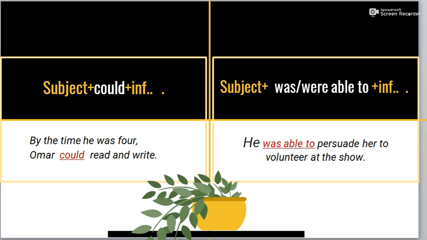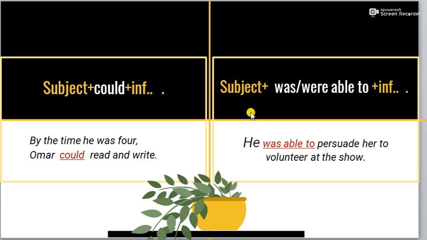In the affirmative sentences, we use could after the subject and before the base form of the verb. For example, by the time he was 4, Omar could read and write. Here, we use the infinitive or the base form of the verb after could without to. You must concentrate on this point.